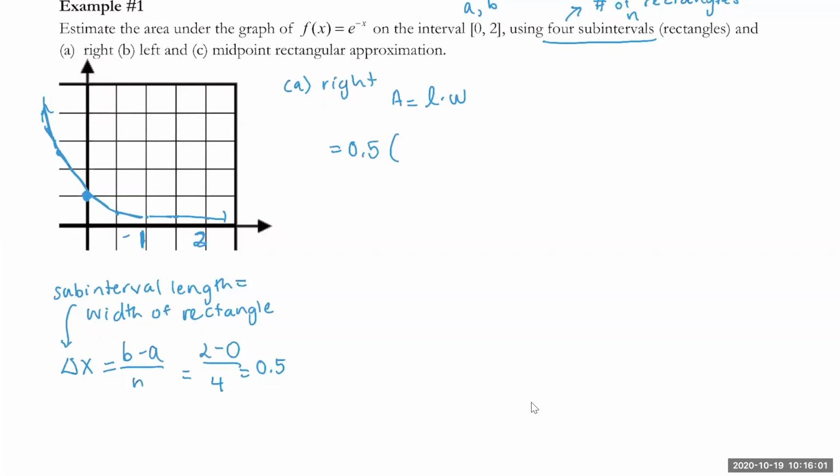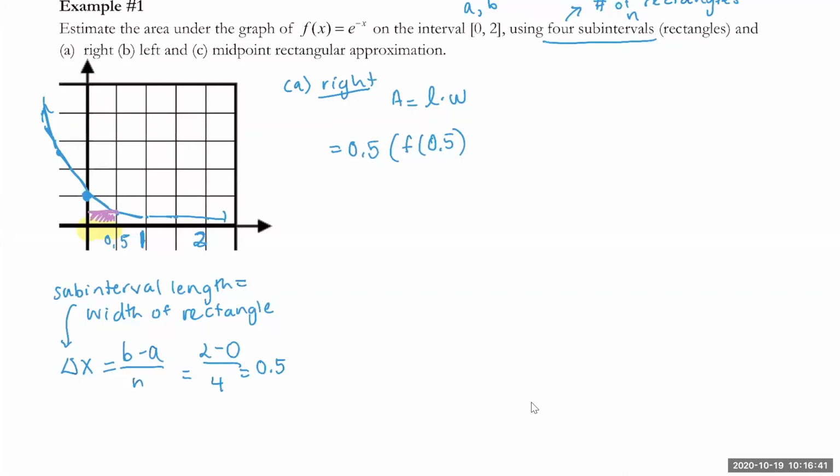Okay, and then the height of the function is determined by the y value of whatever they specified. So if they say right, now I want you guys to focus in on 0 to 0.5. That's going to be where my first rectangle goes. And I'm going to find the y value associated with the right endpoint of that subinterval, which in this case happens to be 0.5. So f of 0.5 is going to give me the height of my rectangle. So if you guys want to sketch in there what that means for that first one, this is going to be my rectangle right there. The right endpoint is at 0.5, f of 0.5.